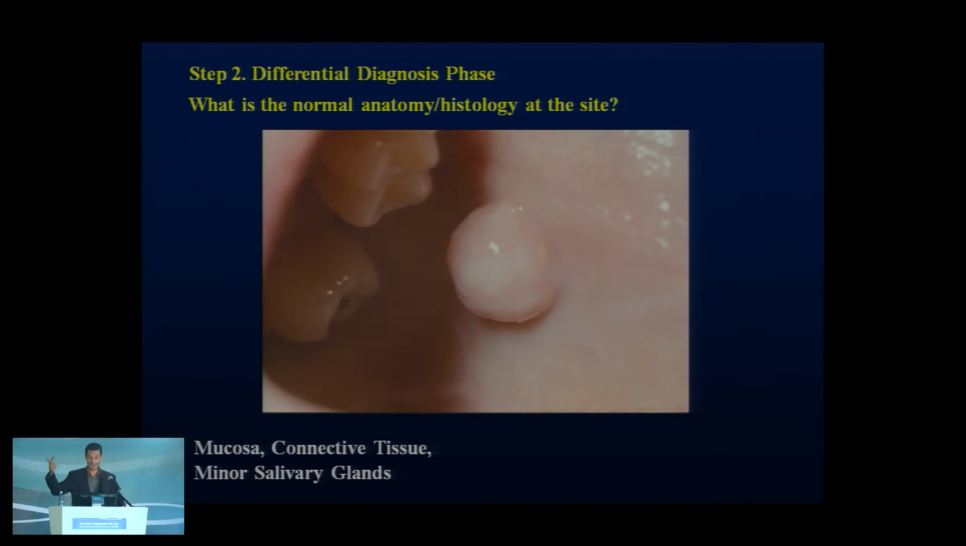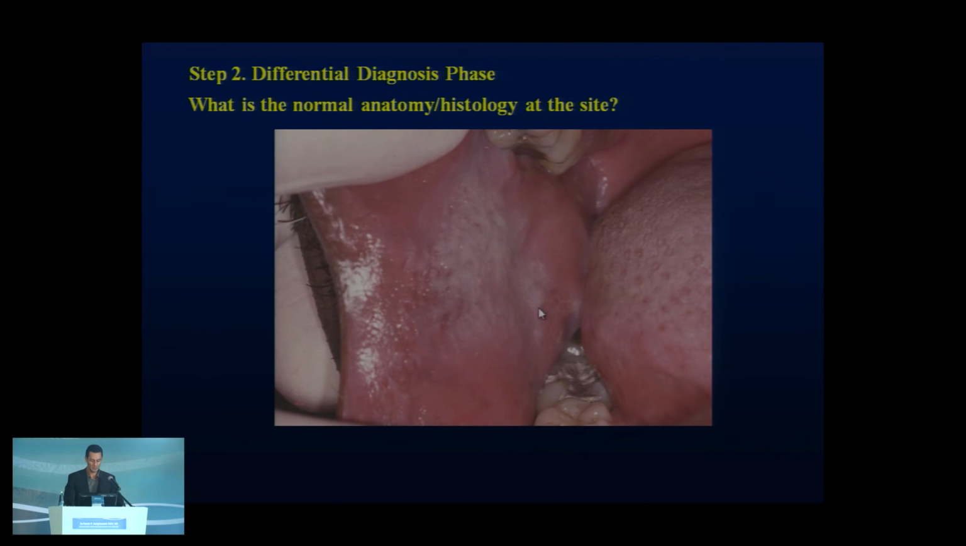There are minor salivary glands. There could be muscle. There's fat. So what would your differentials for this lesion be? Your differentials could be fibroma, lipoma, rhabdomyoma, schwannoma, etc. That is the art of differential diagnosis. This was a fibroma on biopsy. All right?